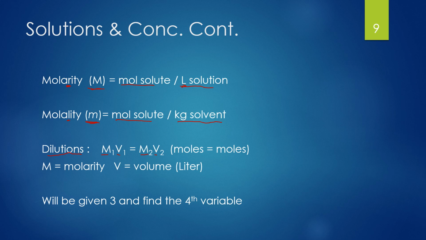Now it does say that the volume needs to be in liters, and to be honest, it doesn't necessarily need to be in liters. It can be in milliliters. You just need to make sure that the volume is consistent on both sides of the equation. What I mean by that is if you have milliliters as your V1, then your V2 also needs to be in milliliters. However, if your V1 is liters, then your V2 also needs to be liters. So just consistency is what's key here.